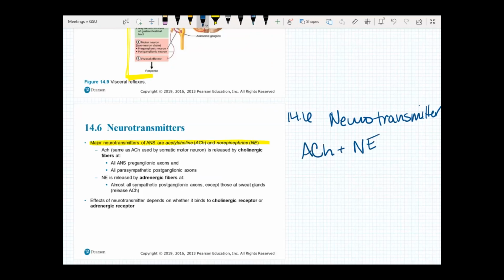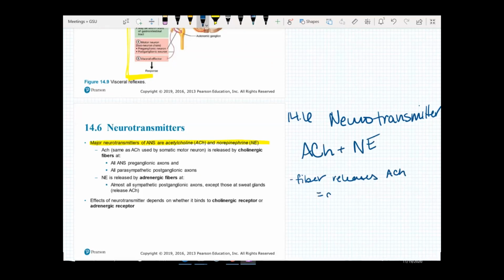So this is going to be a little bit tricky. We're going to actually do some more terminologies. So if there is a fiber or an axon that releases ACH as the neurotransmitter, it is going to be called a cholinergic fiber.